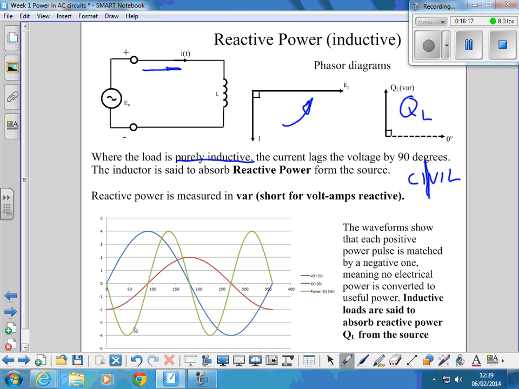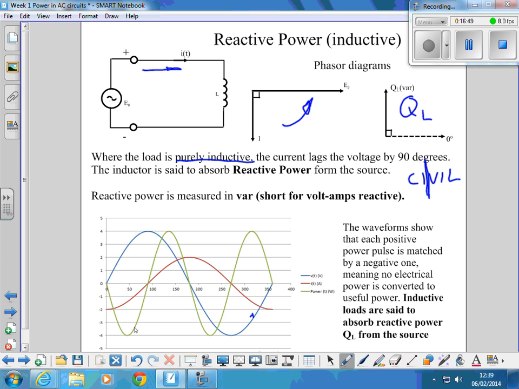Yeah? No useful work done. And you can see from the same type of diagram, here again, the blue waveform is the voltage. The red one is the current. We multiply all the instantaneous values of those together. We get a power pulse in green that's got one half of the cycle negative, the other half positive.